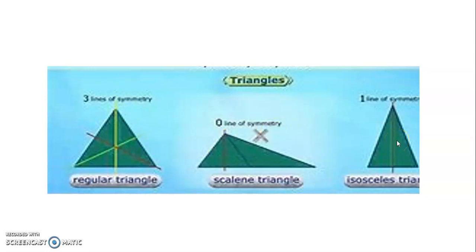Here, when it comes to an isosceles triangle, we have only one line of symmetry. And of course, this is the median and this is the altitude. And we can find two more medians and two more altitudes for this triangle, which are not lines of symmetry. Okay, in an isosceles triangle, only one line of symmetry will be there. And it will also be one of the altitudes and one of the medians of that triangle. Is it clear, children?